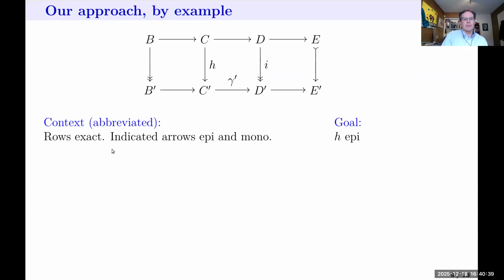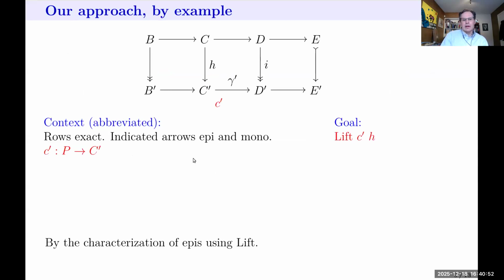On the left, I'm going to write my context. On the right, I'm going to write my goal. So the context so far is that the rows are exact and that we have 2 epis and a mono. And our goal is that H is epi. So by the characterization of epis, it's enough to take a generalized element of the codomain here and produce a MacLane lift. The reasoning is explained down here.